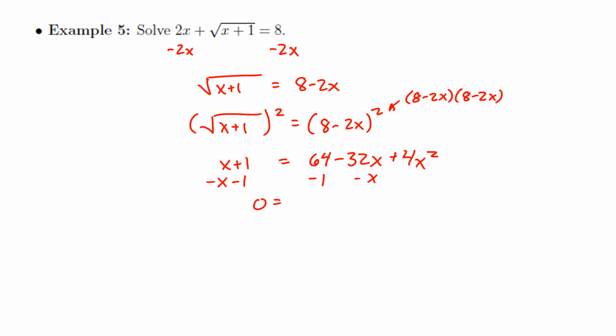So we have 0 is 63 minus 33x plus 4x squared. And here, I always like putting the leading term first, in case I decide to go ahead and use factoring. I always just feel like that's the most comfortable position for me if I have it in this descending order: square term, x term, constant term.